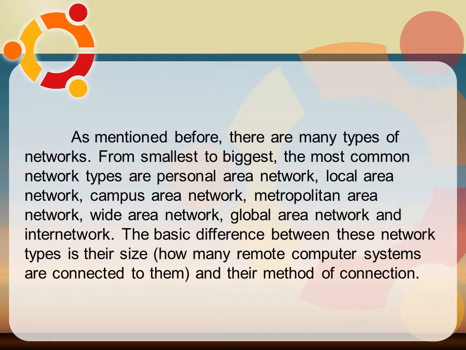As mentioned before, there are many types of networks. From smallest to biggest, the most common network types are personal area network, local area network, campus area network, metropolitan area network, wide area network, global area network, and internetwork. The basic difference between these network types is their size, how many remote computer systems are connected to them, and their method of connection.